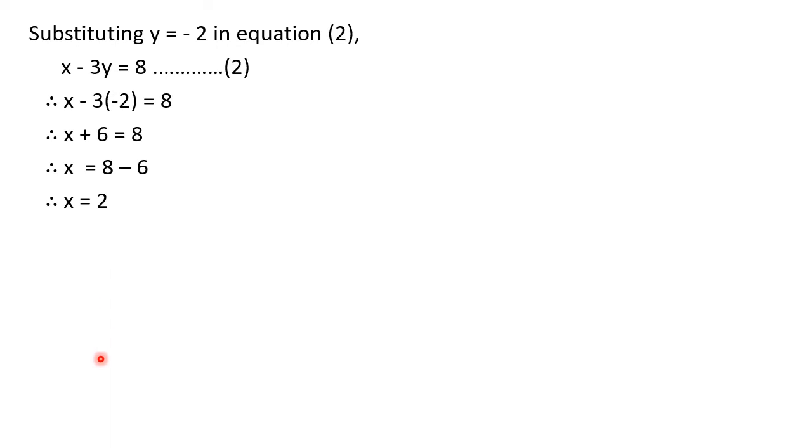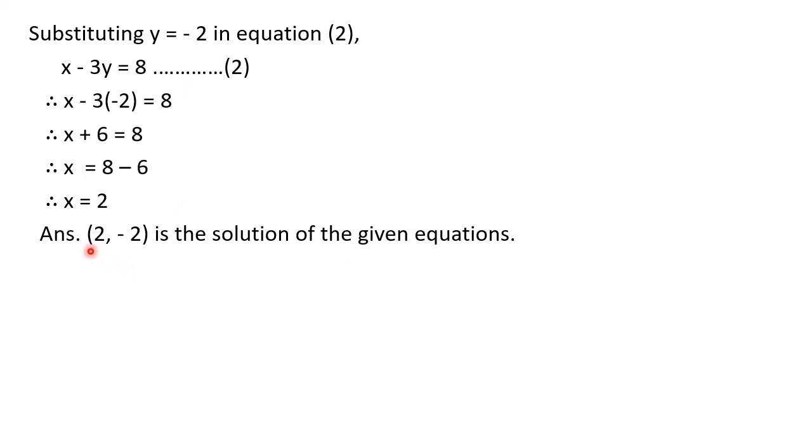Now in the previous two sums, we got the value of x first and then we got the value of y. But in this sum, we got exactly the opposite. So be careful while writing the answer. While writing the answer, you will write down 2 comma minus 2 in round brackets. The value of x will appear first and then the value of y. So 2 comma minus 2 is the solution of the given equations. We are getting here one and only one solution.